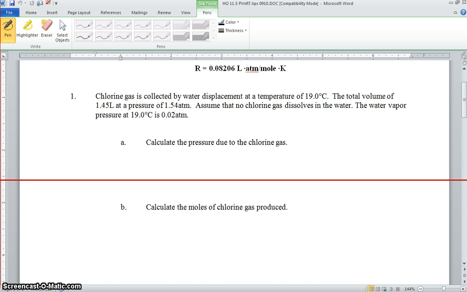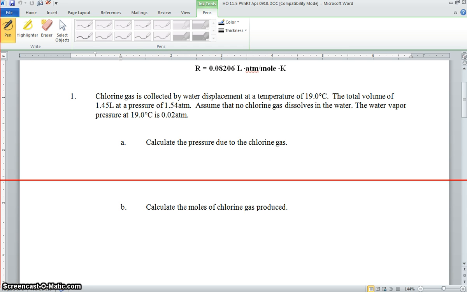Now, the total volume of our final chamber is 1.45 liters at a pressure of 1.54 atmospheres total. This is the total pressure. Assuming that all of the chlorine is in our chamber and that no chlorine gas is dissolved in the water, they tell us that the water vapor pressure, so the water at that particular temperature has its own pressure, of 0.02 atmospheres.